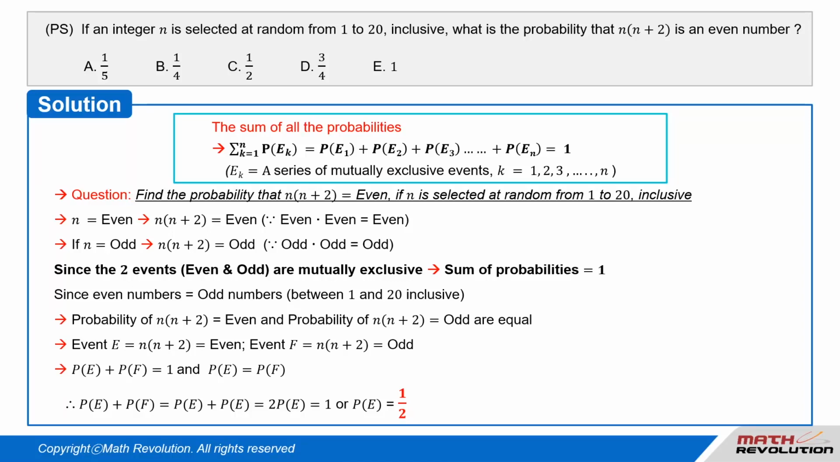Thus, we have probability of E plus probability of F equals probability of E plus probability of E equals 2 times the probability of E equals 1, or the probability of E equals 1/2. Therefore, the probability that n times n plus 2 is even is 1/2. Thus, C is the correct answer. Answer: C.